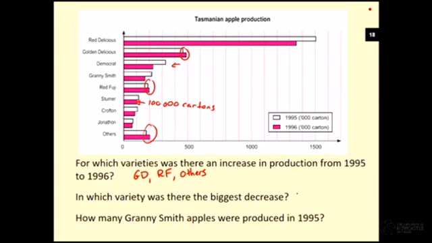Definitely the biggest decrease was in Red Delicious. I don't have to measure it. It didn't ask me that. It just said which was the biggest decrease. Absolutely, from light pink to dark pink went down the most in Red Delicious.